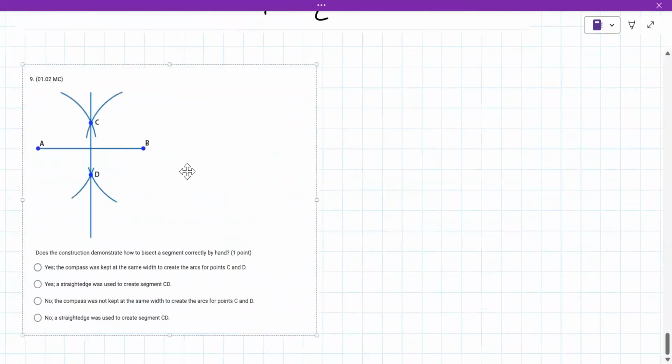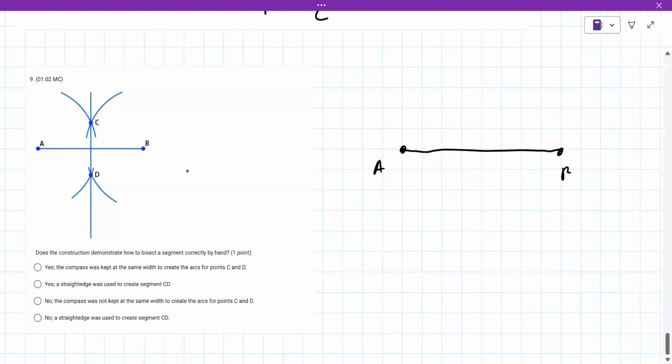All right. Does the construction demonstrate how to bisect a segment correctly by hand? So I think we looked at this earlier. The way to do this is you pick one of the endpoints and you go a little further than halfway, and you swing an arc. Then you go to the other endpoint and you do the same thing and swing an arc, and you get two points here. And then you connect them with a ruler.